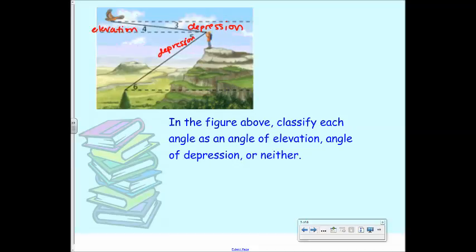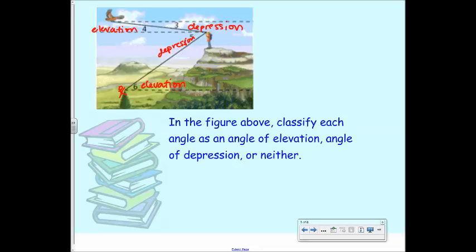Depression means going down. Going down, yeah. And then angle 6 would be what? Elevation, because it's a straight line, and then imagine there's a man sitting in the top of a tree. He's looking up. So this is an angle of elevation. His sight is going up. Elevation means going up.